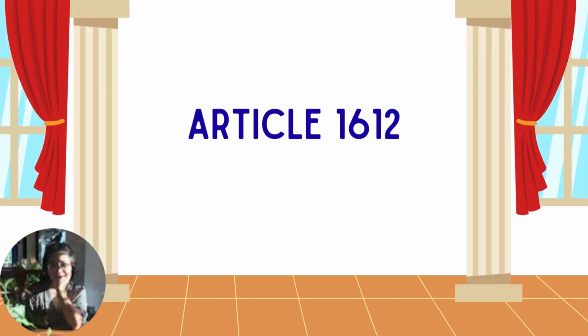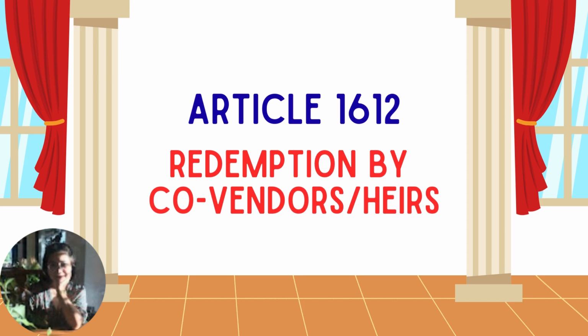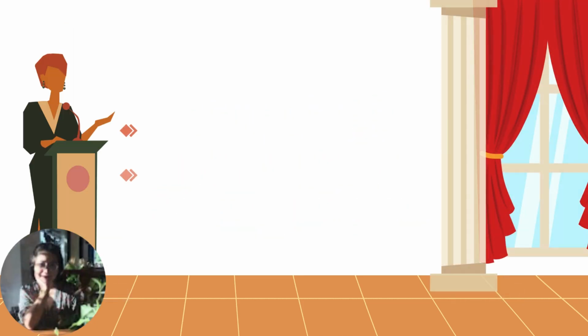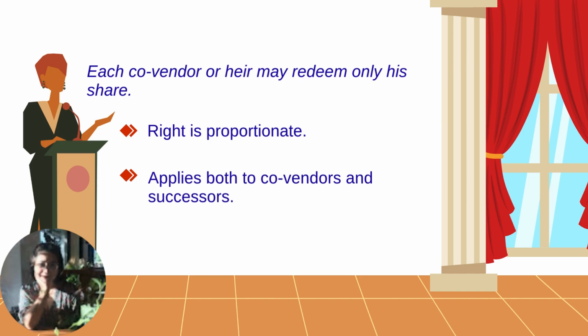Article 1612, Redemption by co-vendors and heirs. This provision establishes the principle of proportional redemption when multiple parties are involved in a sale with the right to repurchase, whether as original co-vendors or as heirs of a single vendor. So, this means that the right to redeem is indivisible in its exercise only to the extent of the vendor's original share.